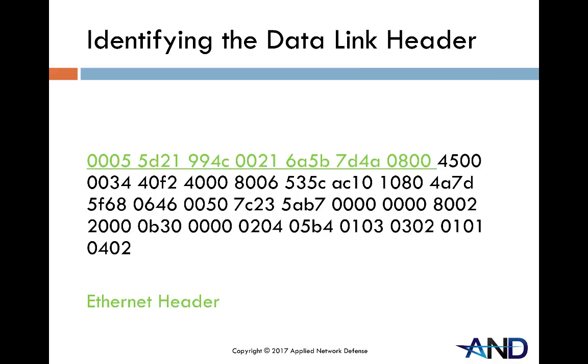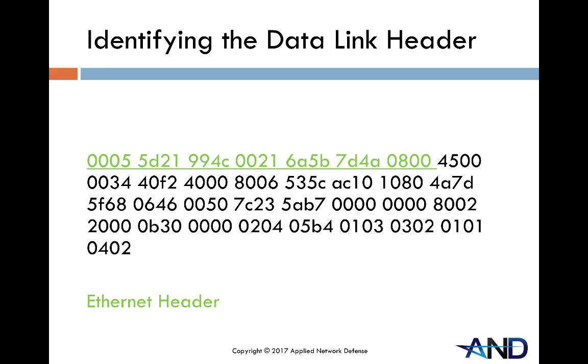So here we've highlighted and underlined in green the Ethernet header, and this is 14 bytes, starting with 00 all the way to 0800. These 14 bytes represent the Ethernet header. Now, this brings up a couple good questions. We know the Ethernet header is here, but how do we know what's next? How do we know what to look for next?